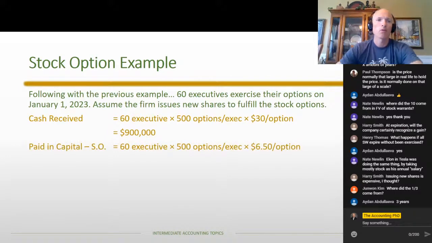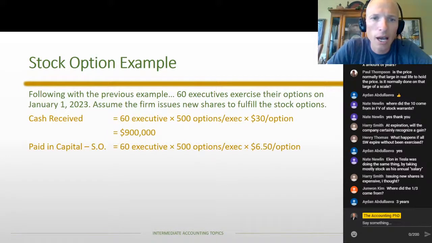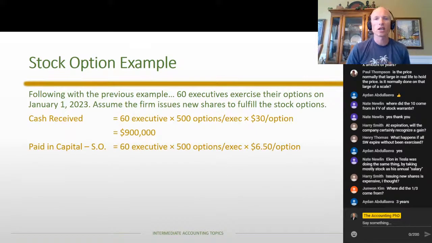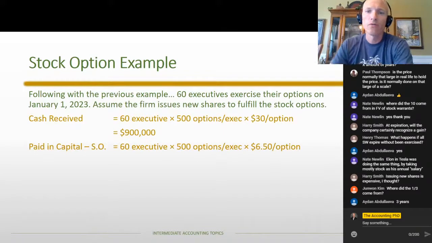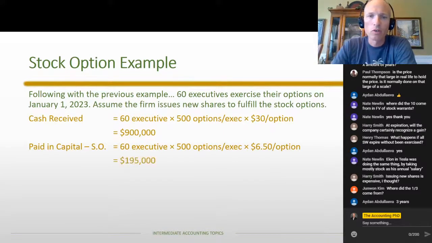At the same time, of course, we have to take the paid-in capital stock option account off of our books, because that stock option account is capturing outstanding options that continue to exist. And of course, since they're exercised, they no longer exist. And so you take the 60 executives, multiply it by the 500 options per executive, and of course, the fair value for each option was $6.50. And so the journal entry for the paid-in capital stock option account is $195,000.